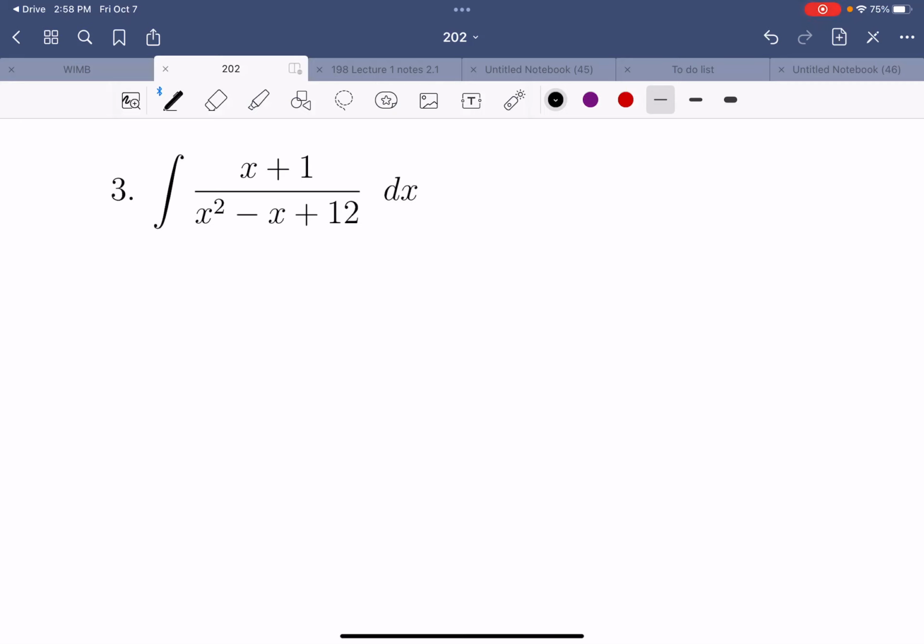Welcome to Guided Practice 13. This is problem number 3, and we're going to integrate by partial fractions.